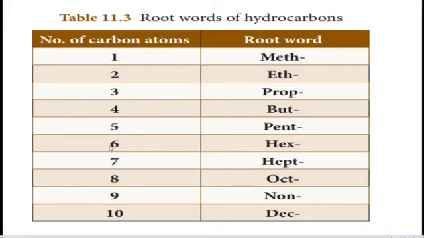Then six carbon atoms present, hex is the root word. Seven carbon atoms, hept is the root word. Eight carbon atoms, oct is the root word. Nine carbon atoms, non is the root word. Ten carbon atoms, dec is the root word. Meth, eth, prop, but, pent, hex, hept, oct, non and dec. These are the root words.